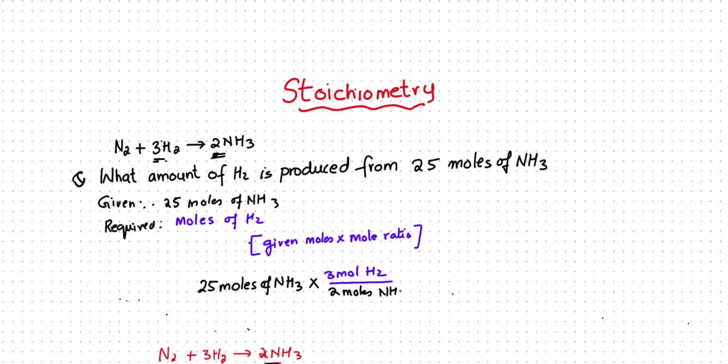So moles of ammonia cancels, and we have 25 times 3 is 75 over 2, that is 37.5 moles of hydrogen. This is the answer. So first we write given amount times mole ratio.